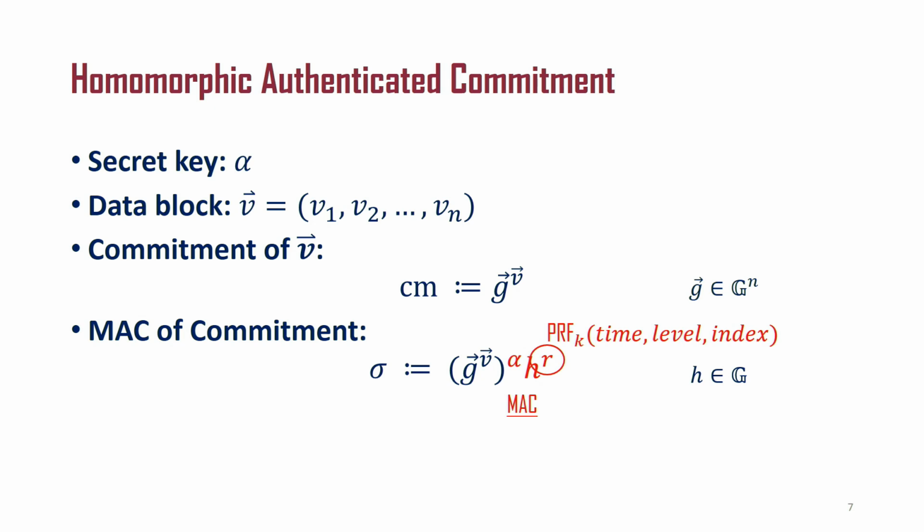This mark has the important property that it is additively homomorphic, which means we can compute the mark of a linear combination of data blocks from the marks of the separate components. You can have a look at our paper to see the proof of its homomorphism.